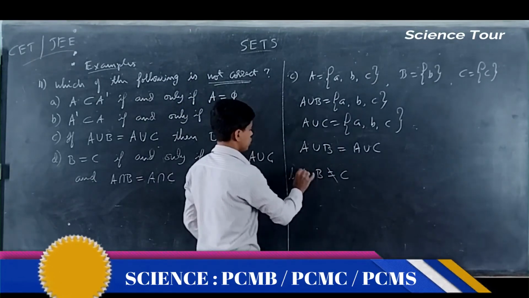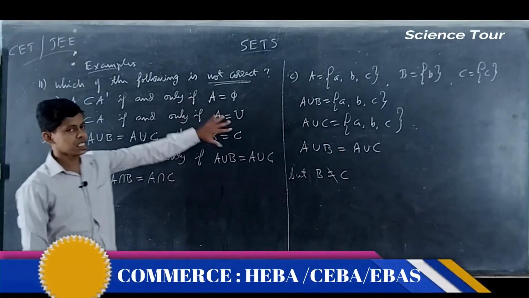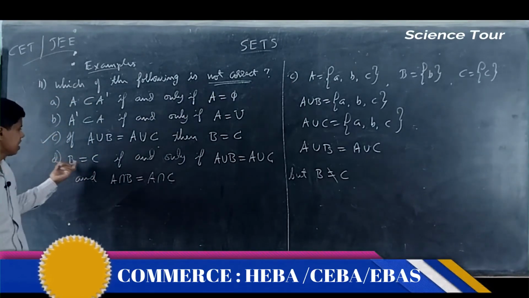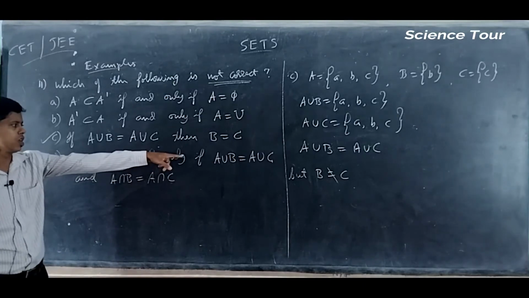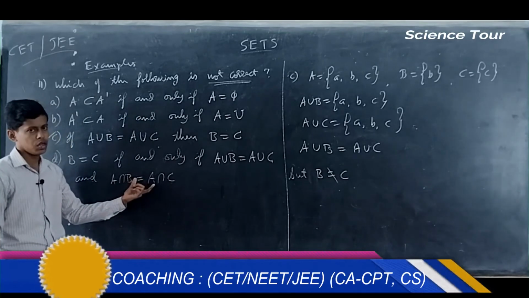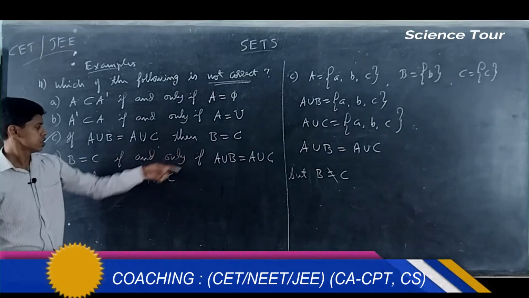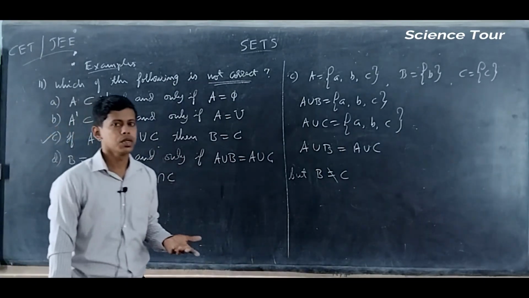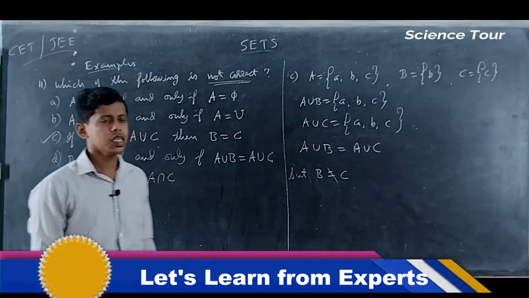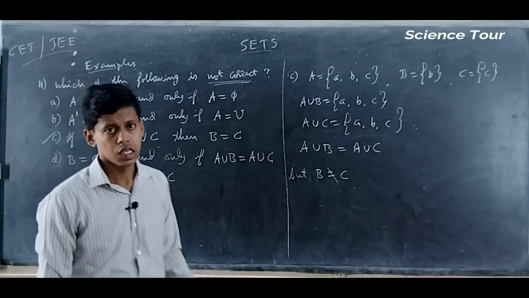Therefore, which option is not correct? Therefore C is not correct. So that's the right choice for us. Going to D, it's again B is equal to C if and only if A union B is equal to A union C. Even though these are equal, this may not happen, and if this happens, these two need not happen. You can take the same example and check, but we got the answer already. Therefore, option C is not correct.